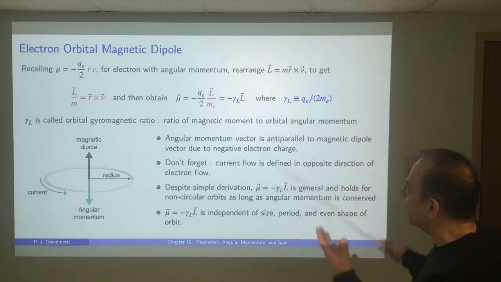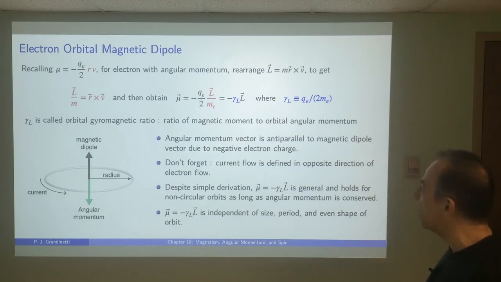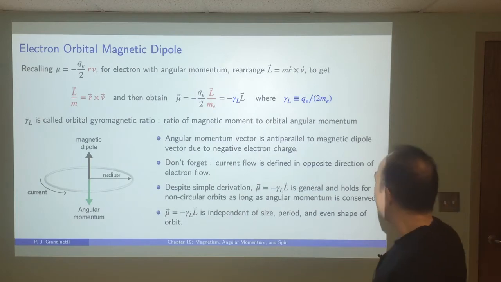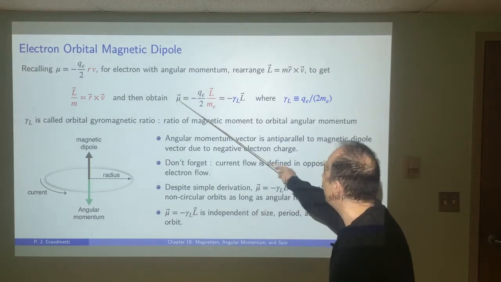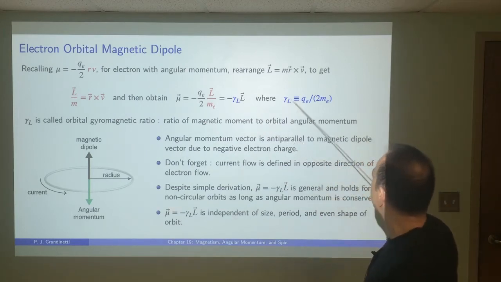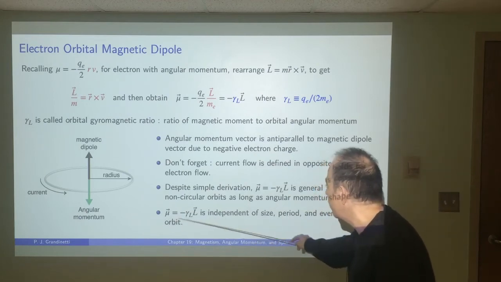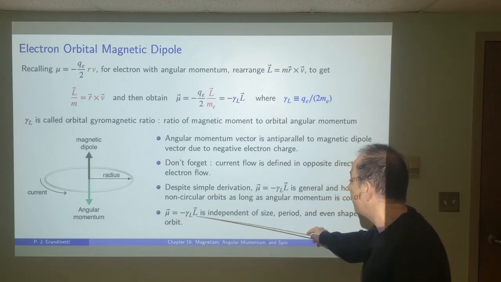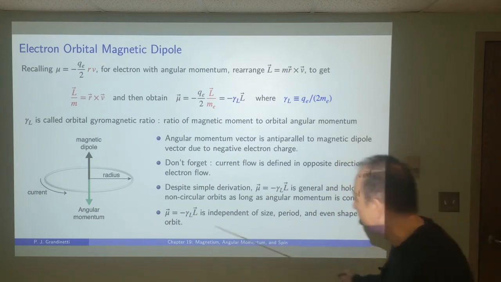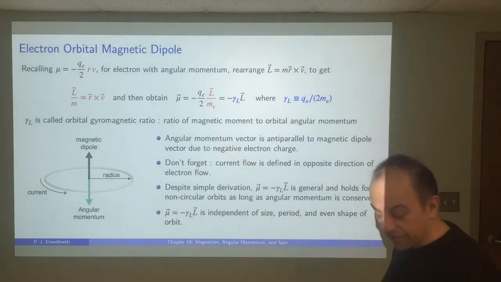But generally speaking, even though we did a very simple derivation here, it turns out that if you do a more rigorous derivation, the result is exactly the same: the dipole moment vector is proportional to the angular momentum vector with a proportionality constant, which is this gyromagnetic ratio. So this expression, mu is equal to minus gamma L, is independent of size, period, and even shape of the orbit. We have a very general expression here, even though the derivation was a little simplified. It's generally true.